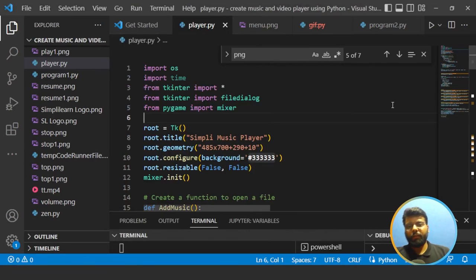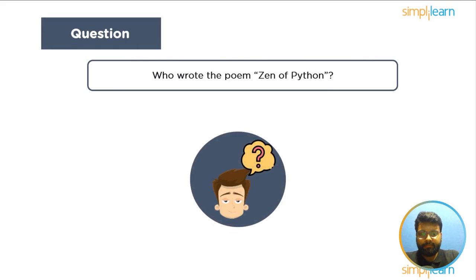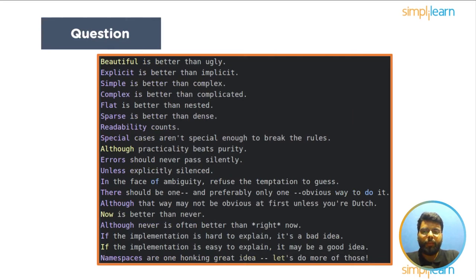So before starting the coding, I have a simple question for you guys. So the question is, who wrote the poem Zen of Python? And your options are Tim Berners-Lee, Tim Peters, Guido Van Rossum, or Kevin Goldsmith. You could see the poem here also. You can easily get this poem. You just have to write import this in your interpreter and just press enter. You will get the poem. So please answer in the comment section below and we'll update the correct answer in the pinned comment. You can pause the video, give it a thought and answer in the comment section.